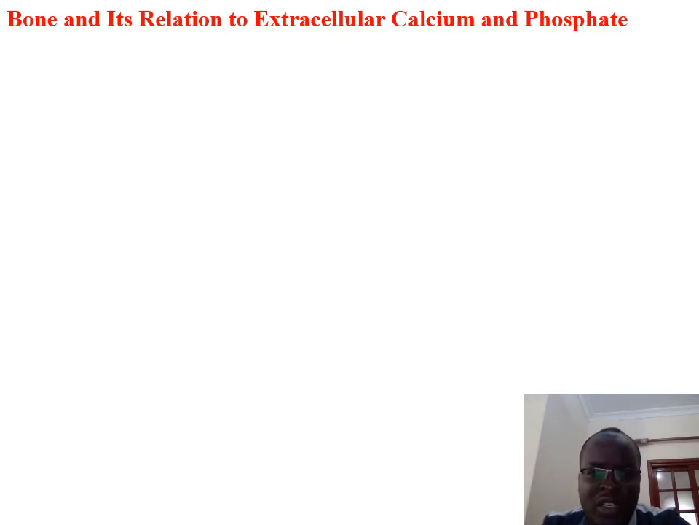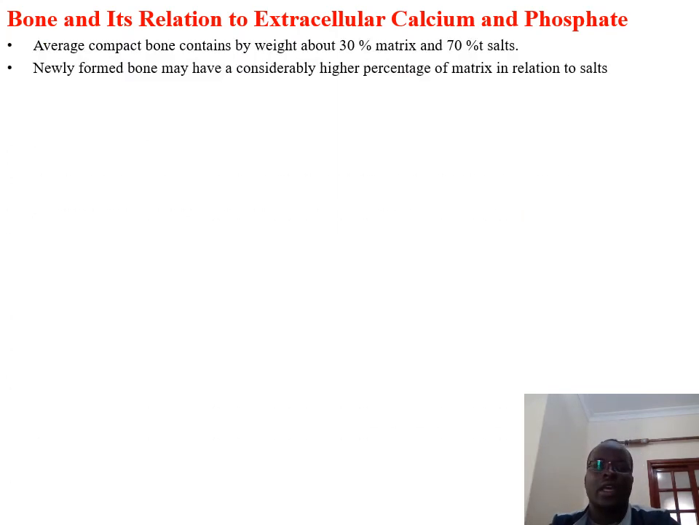Bone and its relation to extracellular calcium and phosphates. Average compact bone contains by weight about 30% matrix, 70% salts. So an average compact bone will have more salts as compared to the matrix. The collagen fibers will be less as compared to the minerals. So 30% matrix, 70% salts or minerals. That will be the compact bone.